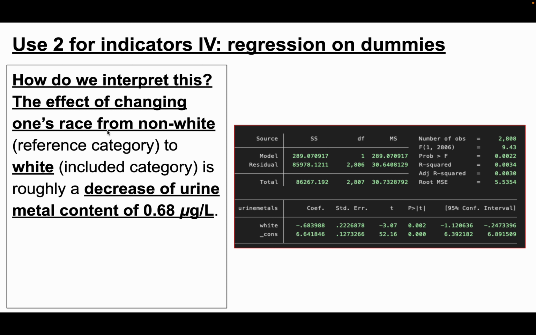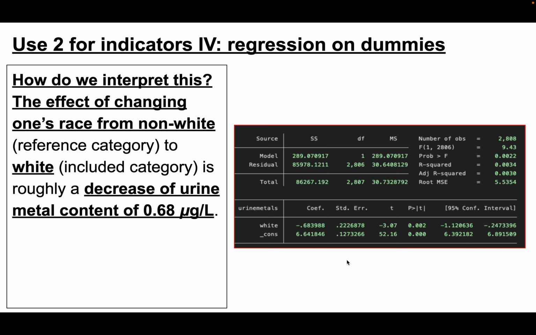We would say that the effect of changing one's race from non-white, which is the reference category, to white, is roughly a decrease of urine metal content of 0.68 micrograms per liter. We see that number here in the regression output. So the slope on white is negative 0.68 and change. So as you increase the value of the variable white from 0 to 1, the outcome is predicted to decrease by 0.68. That's the effect on the outcome predicted by the change in the predictor.